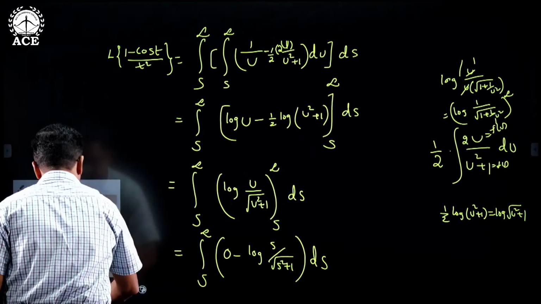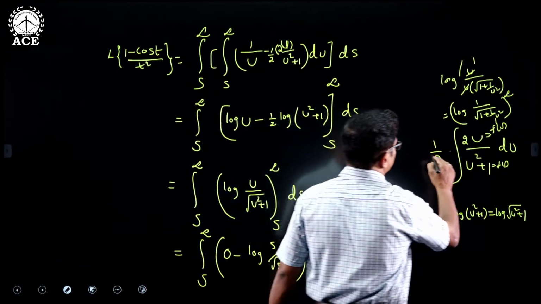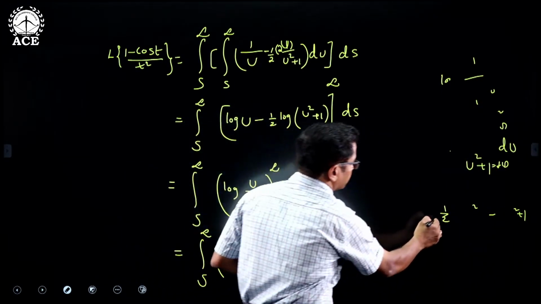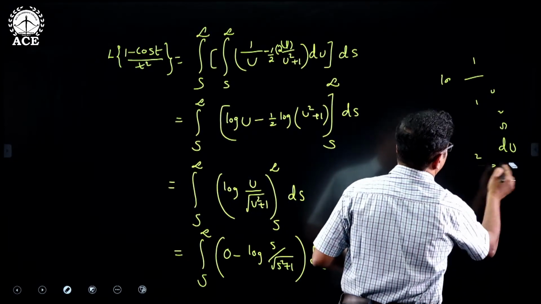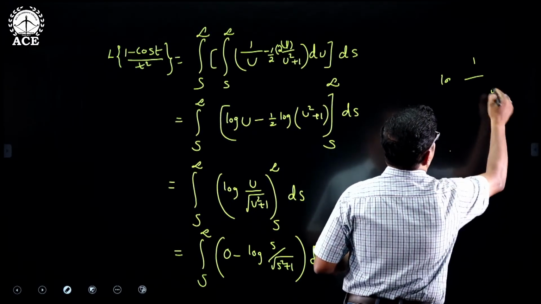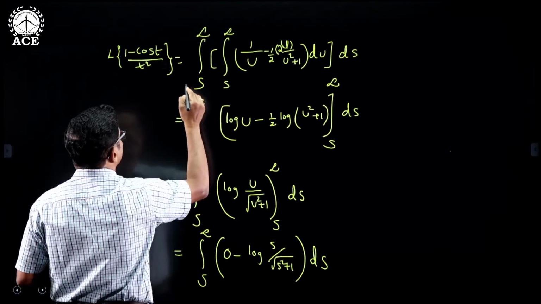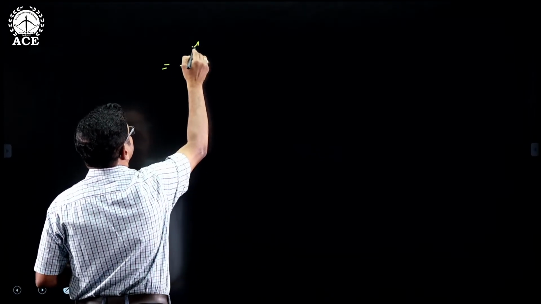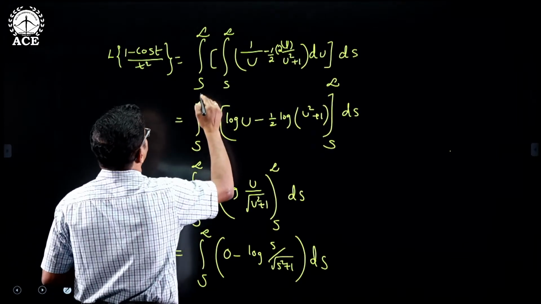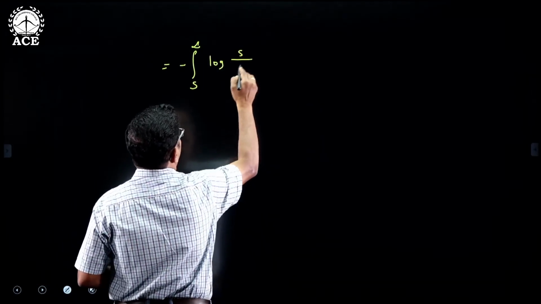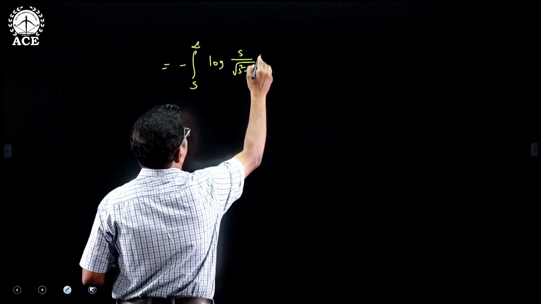Okay? Into ds. Otherwise, I will write this in the next slide. So which is equals to minus integration s to infinity log s by root of s square plus 1 into ds.